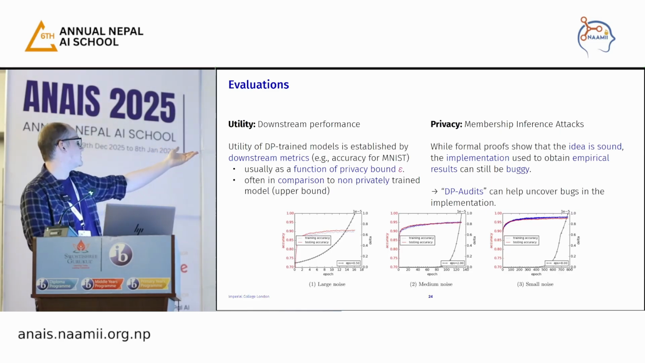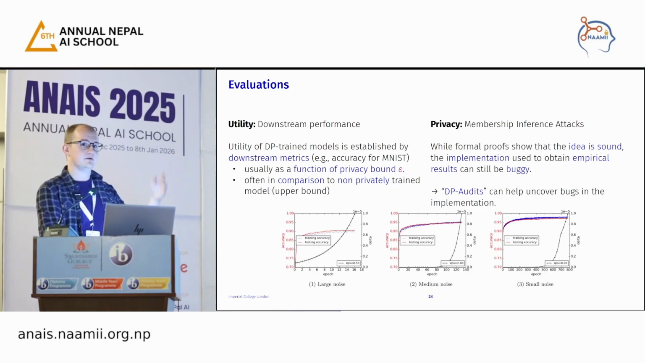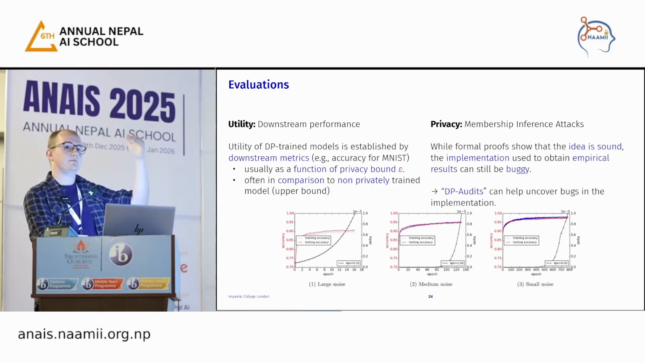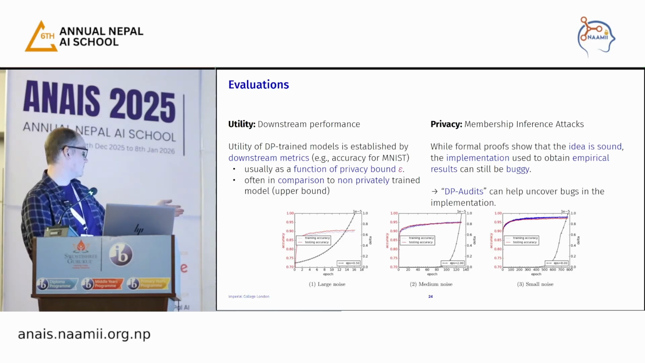So for example, if we look at the MNIST data set, which is classifying handwritten digits, we want to look at the accuracy. And usually we look at it as a function of the privacy bound, because we want to see how the utility of the model that we trained suffers as we ensure more privacy. And suffer it does, because the more privacy we ensure, the more noise we add. And here's an early example where, for different levels of noise, we get different levels of training accuracy. Here it goes from 90 to 95 to 98, depending on whether we had a lot of noise or little noise.